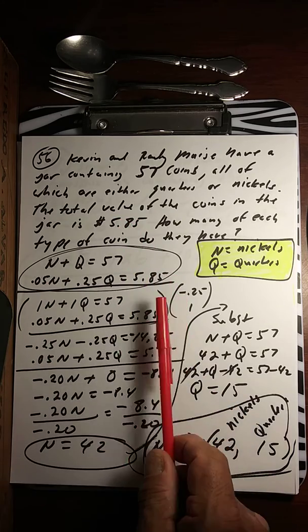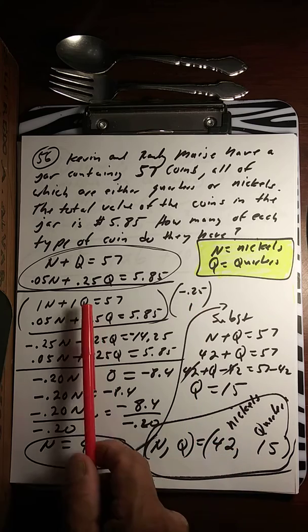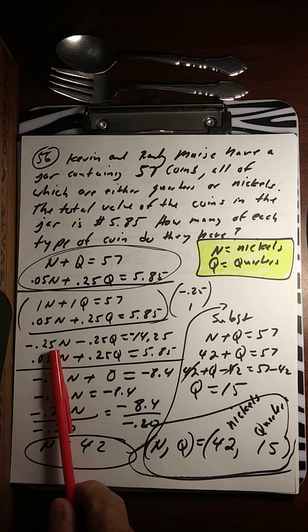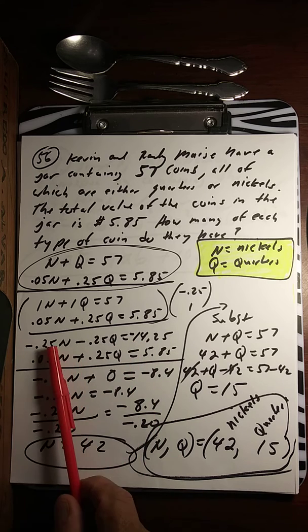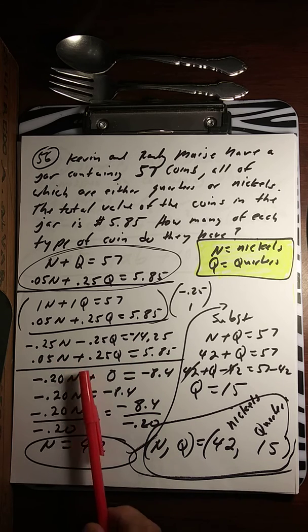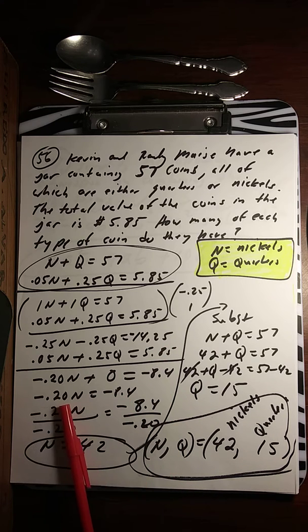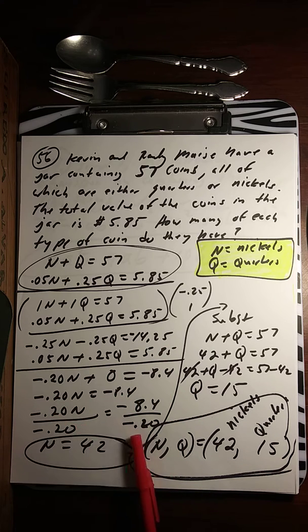So now, let's multiply by negative 0.25 and 1. These two numbers right here, one with a negative. So that cross, so that's going to give you these numbers. Now add them straight down. This is going to be negative 0.20. And these are gone. And then that's going to be negative 8.4. Negative 0.20n equals this. Divide by negative 0.20 and negative 0.20.